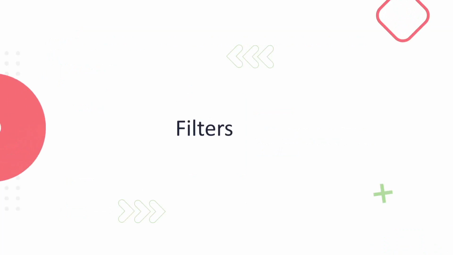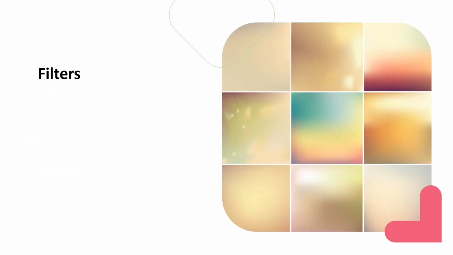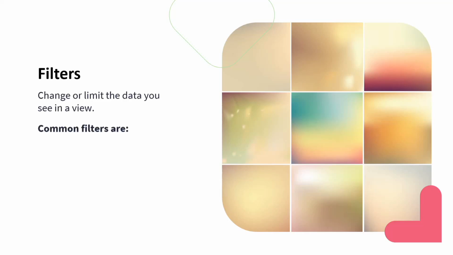Okay, so we are getting to filters now. Let me just explain what a filter is. It's a way to change or limit the data that you see in a view. Some common filters are excluding internal traffic, so any traffic that's coming from yourself or your employees, so that it's not skewing the data. Removing spam and bot traffic, which I will give more info on just now.